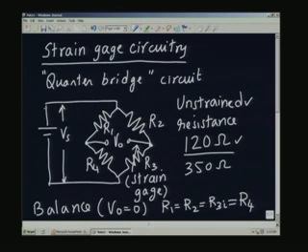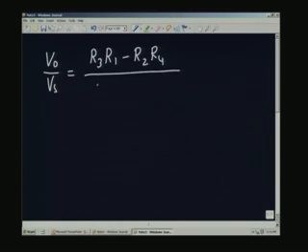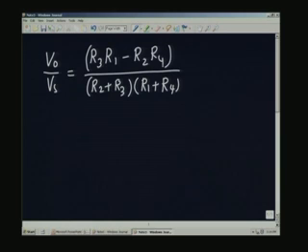Let us look at the relationship between V0 and Vs, which I gave in the last lecture. We will recapitulate that. We saw that the ratio of the output voltage to the input voltage, V0 by Vs, is given by R3 R1 minus R2 R4 in the numerator, divided by R2 plus R3 into R1 plus R4. This is the expression. In fact, you see that if the numerator vanishes, there is balance. That happens if R1, R2, R3, R4 are all equal, it is going to vanish.